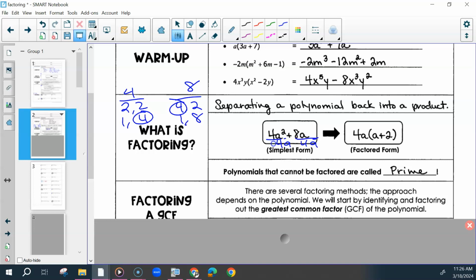Couldn't the 2 be divided by 2? Or does it have to be for everything? Everything has to be able to be divided. You'd have to be able to divide everything. So if I can't divide this by 2 as a whole number, I can't divide them both by 2. Other questions there?